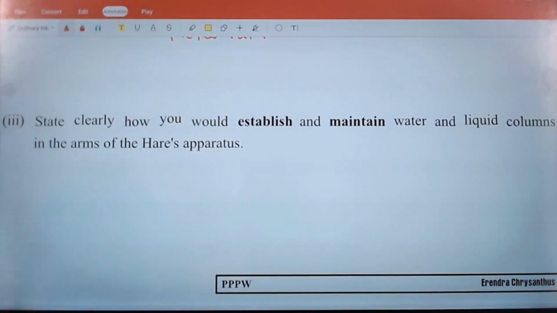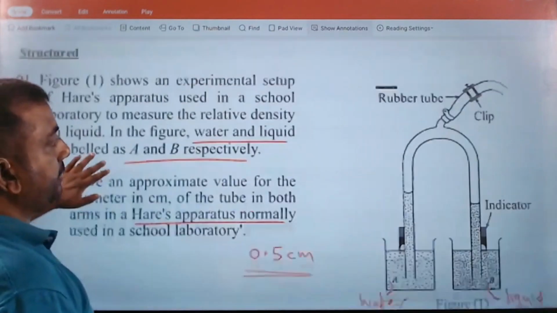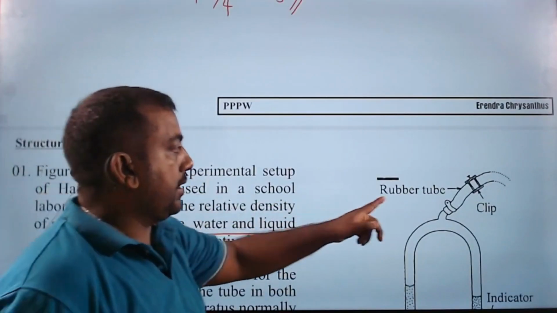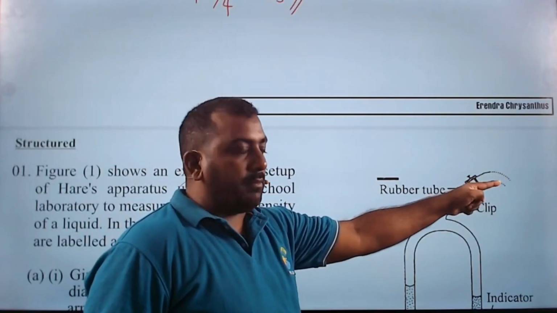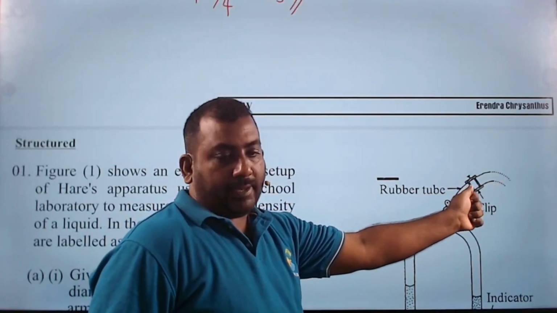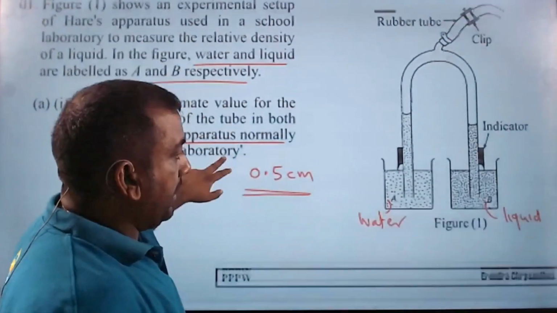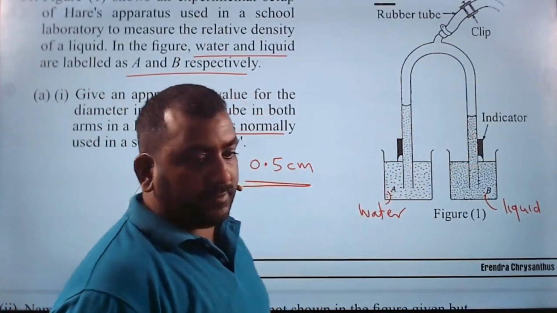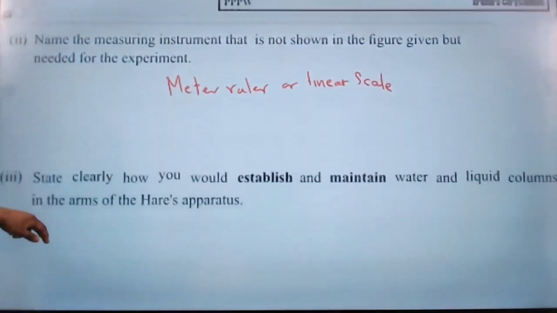State clearly how you establish and maintain the liquid level in the arms of the Hare's apparatus. So what do we do? We suck the air from the rubber tube and we clip it, and we maintain the height of the liquid column here. So you can write there.